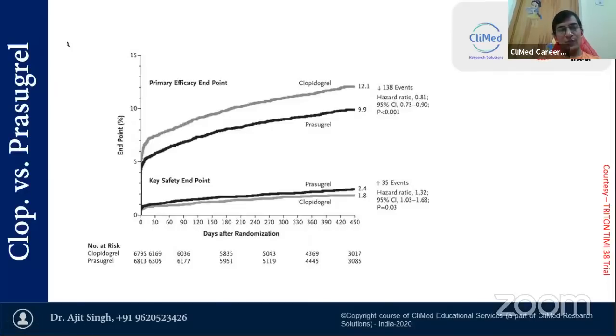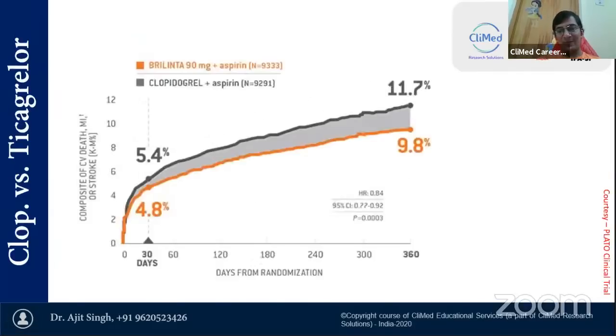Let's discuss clopidogrel versus ticagrelor. Here we can see this is from the PLATO clinical trial, where they involved around 20,000 participants. This was given with aspirin: clopidogrel plus aspirin, and clopidogrel plus Brilinta. Brilinta is the brand name of ticagrelor. This chart is taken from the PLATO clinical trial from NEJM, the New England Journal of Medicine.